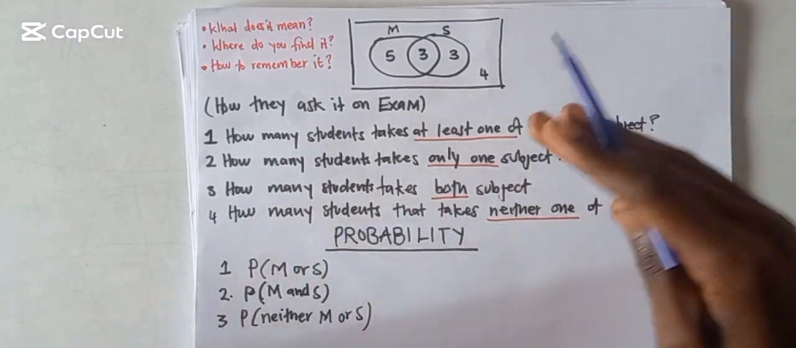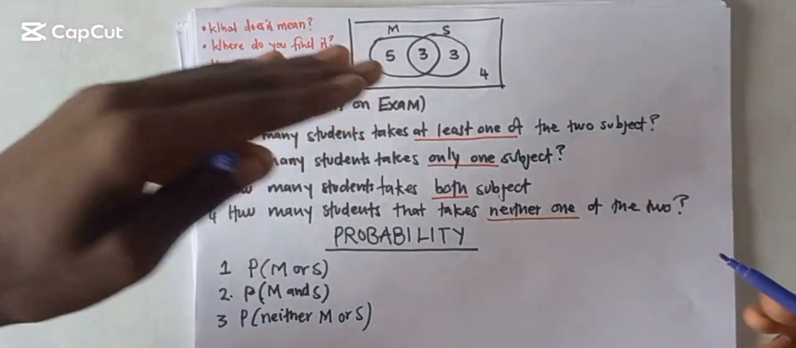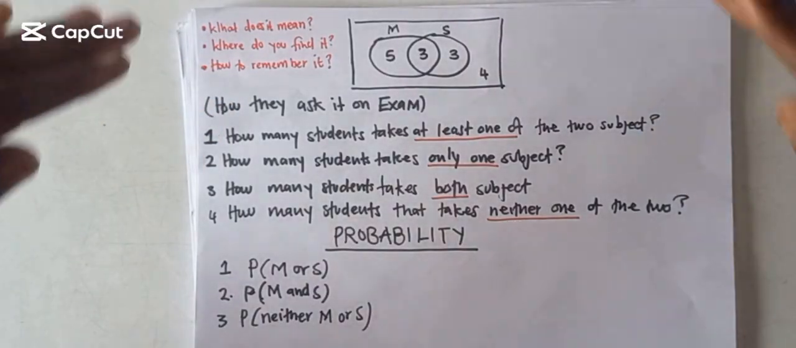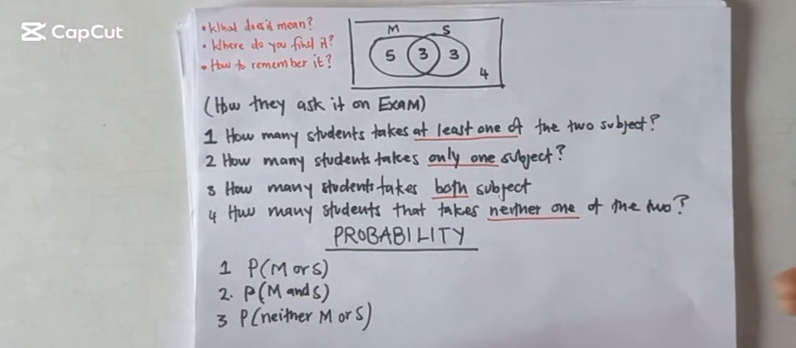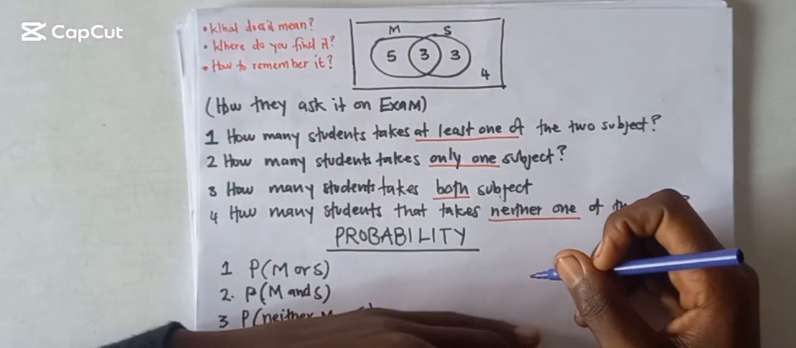I'm going to explain to you what each and every word means, where you find it in a Venn diagram or in the information, and also how you remember it. So without wasting more of your data, let me just get to the point.